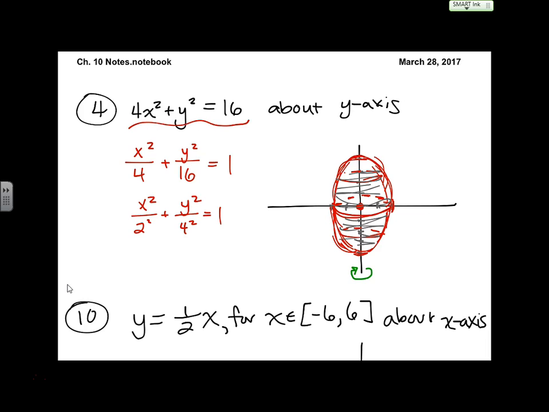Questions on number 4? Get the ellipse, spin it. The ellipse is a little bit easier than the hyperbolas. Hyperbolas, you have the asymptotes and the vertices and all that. But we're reviewing how to graph ellipses and hyperbolas, right? Parabolas were 10.2. Ellipses were 10.3. Hyperbolas 10.4. Number 10 is not going to be too bad because all you're graphing on that one is what?